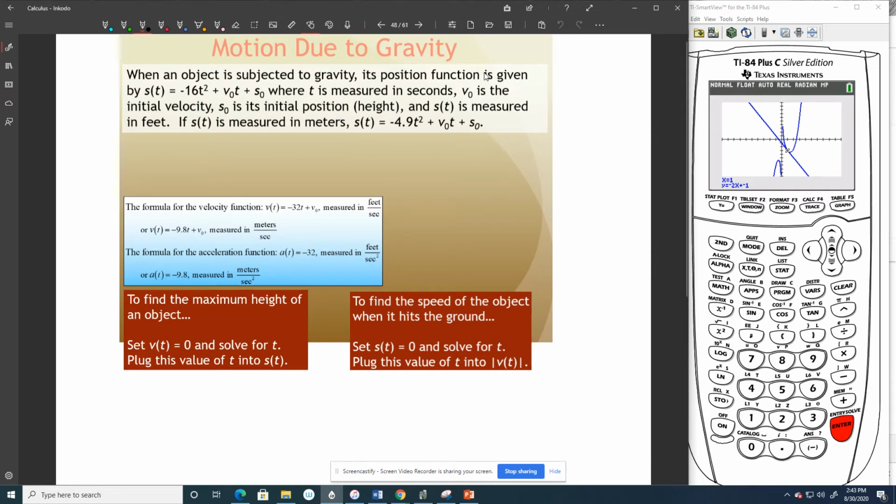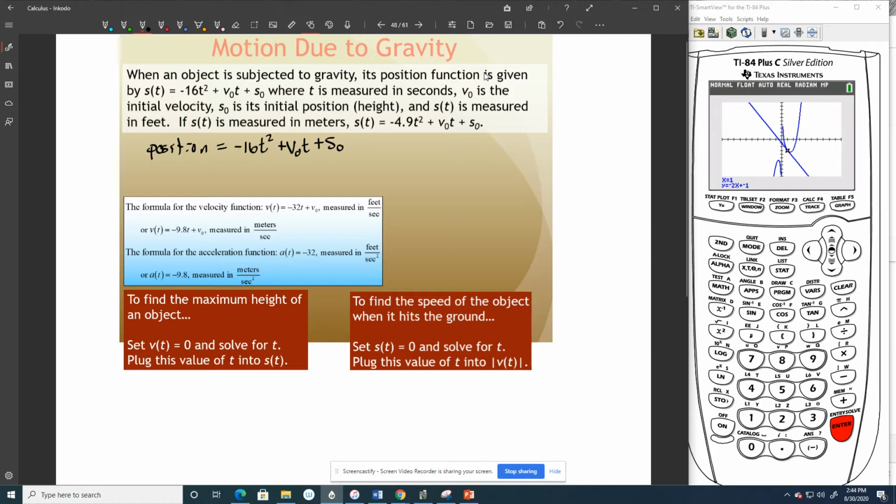Motion, which is one of the biggest uses of derivatives in calculus, is when you're analyzing the motion of objects. Today we're just going to focus on the motion due to gravity specifically, but really the concept carries over to a lot of other topics. So when an object is subjected to gravity, its position function is given by this formula. The position of an object is equal to -16 t squared plus v naught t plus s naught.